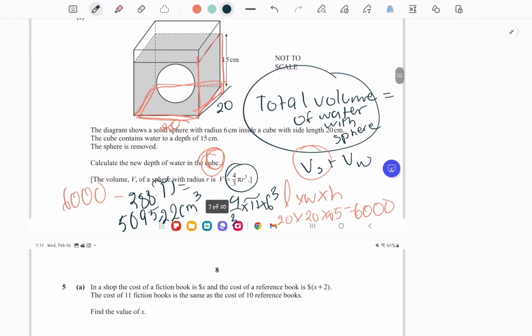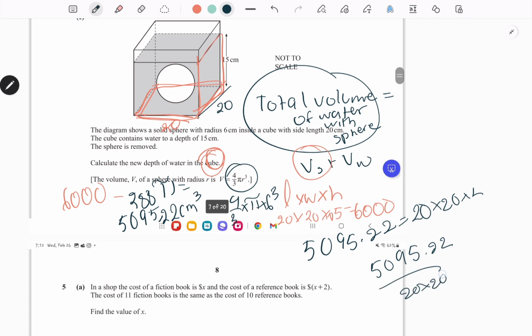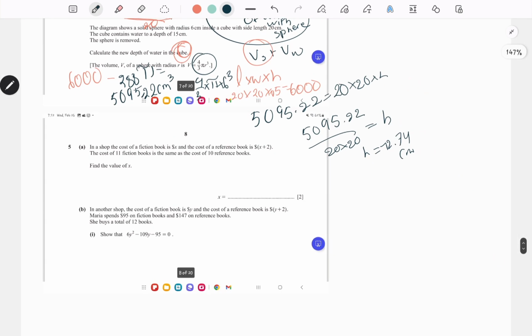Now, they need us to find the new depth of the water, meaning the new height of the water. So very simply, 5095.22 is equal to the length times the width times the new height. You just do division, so 5095.22 over 20 times 20. You are going to get the new height, which is approximately 12.74 centimeters.